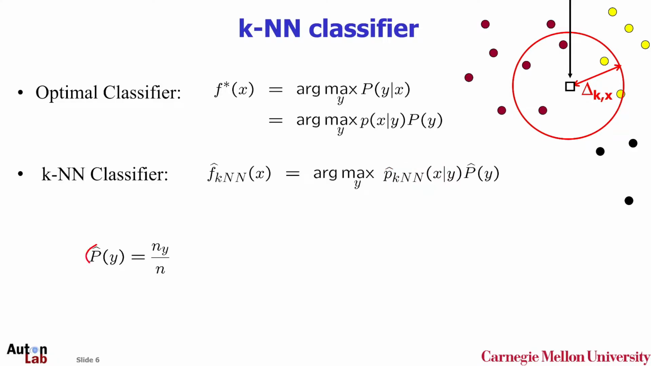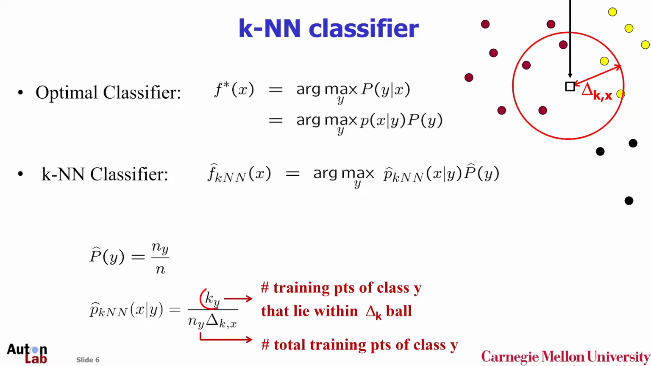Similarly, we can very simply estimate the probability of y just by counting how many points in the training set have class label y. Say that's ny, and then we just divide this quantity by the size of the training set n. So p hat y is just ny divided by n. Now, let's assume that the volume of the smallest ball containing the k nearest neighbors of the test point is denoted by delta kx. If there are ky points with class label y in this ball, and the total number of points with class label y is ny, then the estimated density of x given y is simply this expression, ky divided by ny times delta kx.